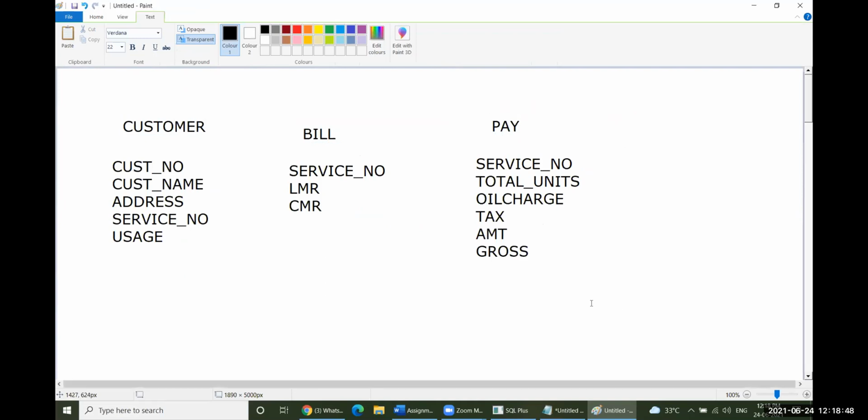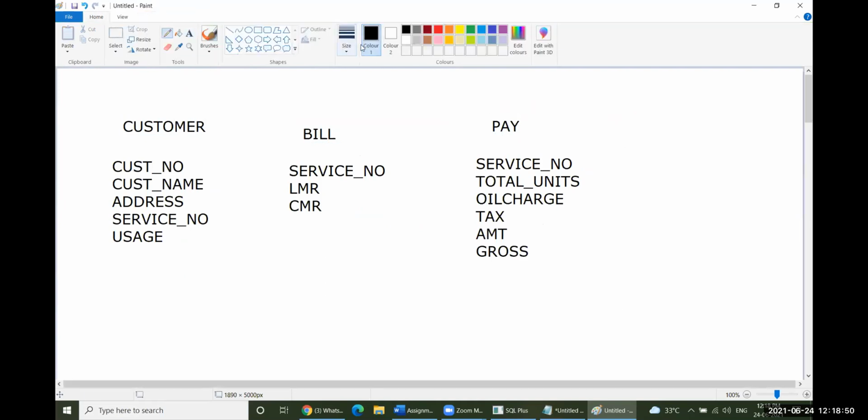Please understand what you are expected to understand here. This service number is the primary key, PK. Here this service number will be a foreign key, which refers to the primary key of this one. This is also a foreign key, which is also referring to the same key here.